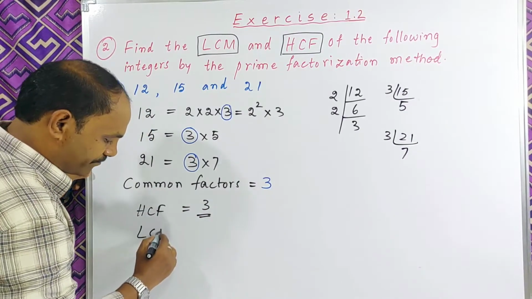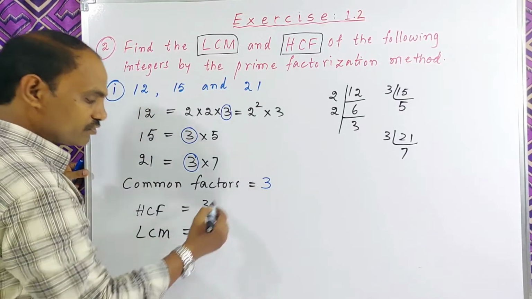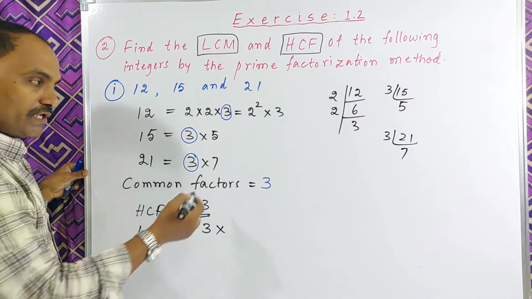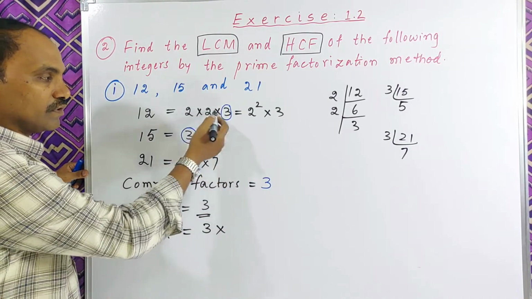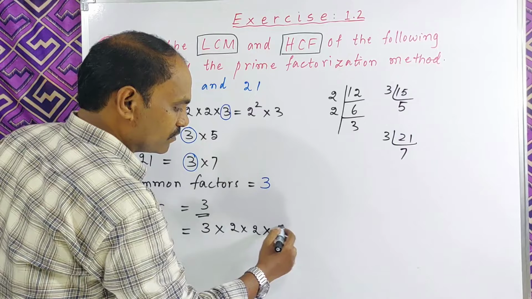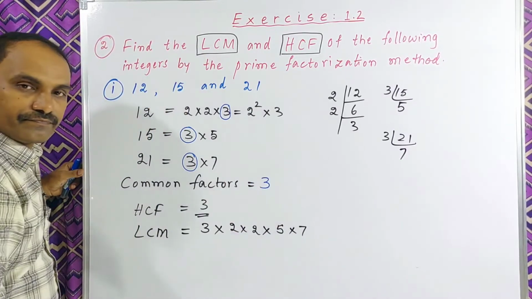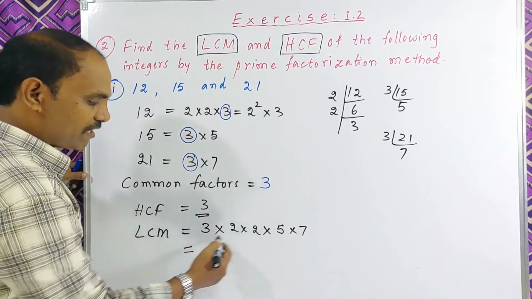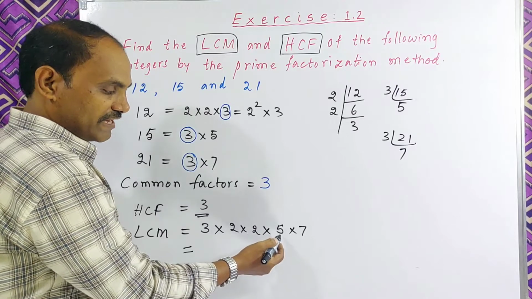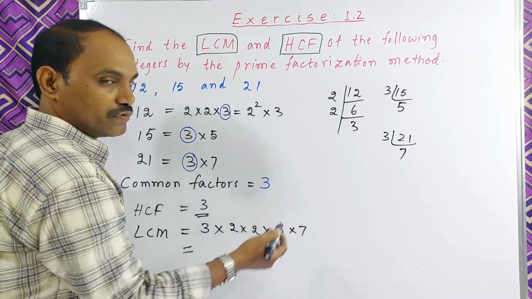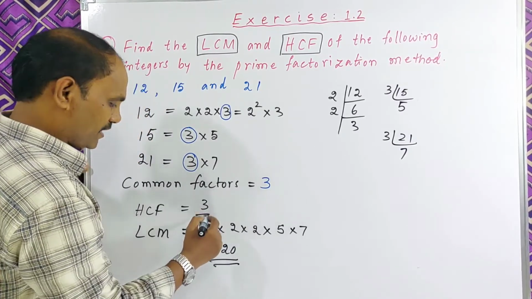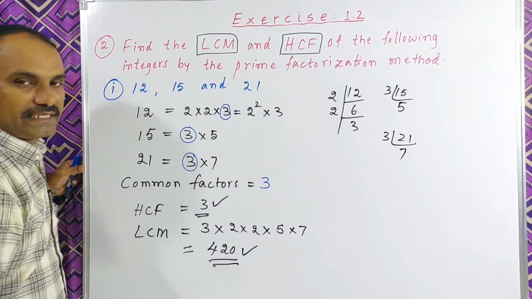What about LCM? LCM is equal to the common factor into the remaining factors also: 3 into 2 into 2 into 5 into 7. Is it understood? Now multiply all these. 3 twos are 6, 6 twos are 12, 12 fives are 60, 60 into 7, 420. This is the LCM, and this one is the HCF.